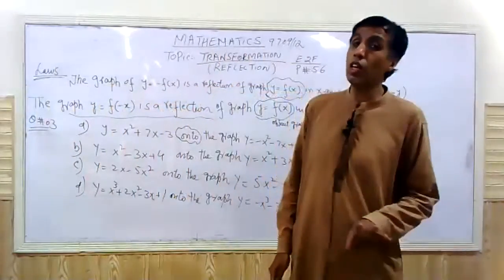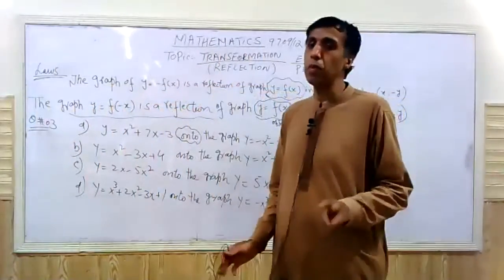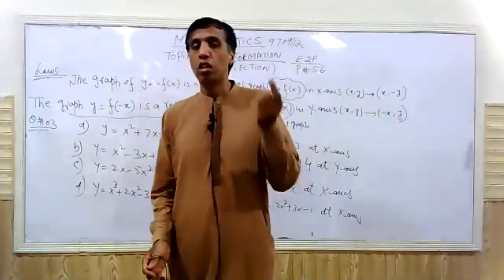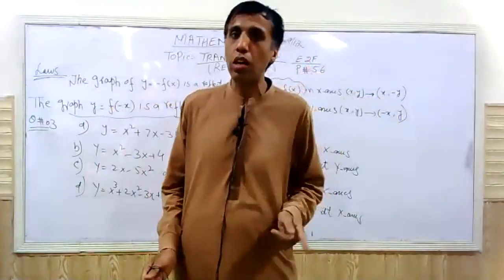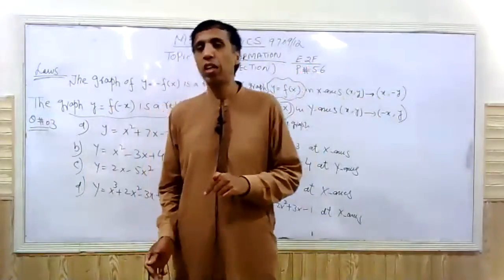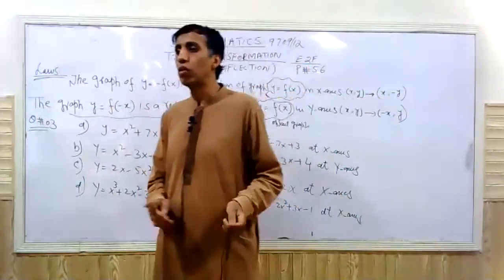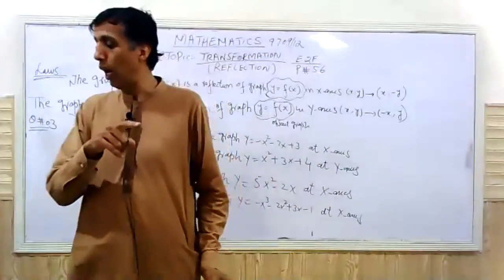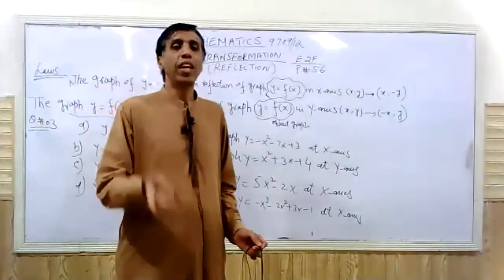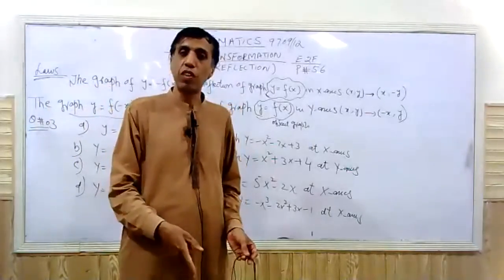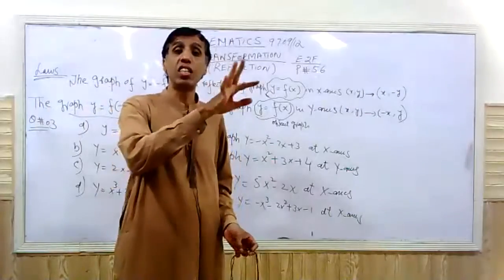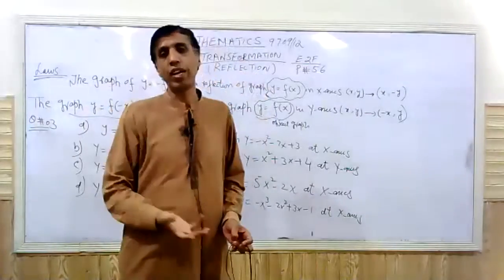Three types of questions may be asked in the Cambridge exam. The first type of question, the graph is given. You will have to draw the image graph regarding the question number 1. The second is the object equation and the axis are given. You have to find the image equation. And the third type of question is the object equation and the image equation are given. We have to define whether it is at x-axis or the y-axis.